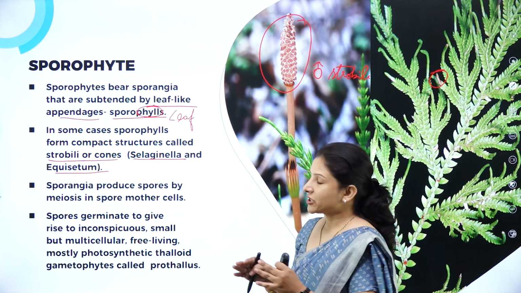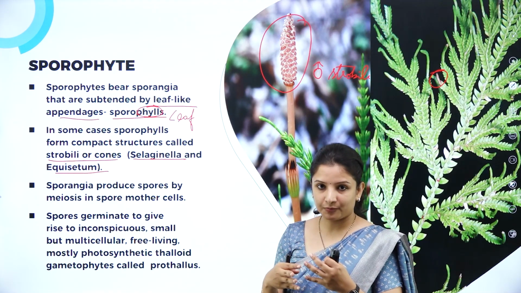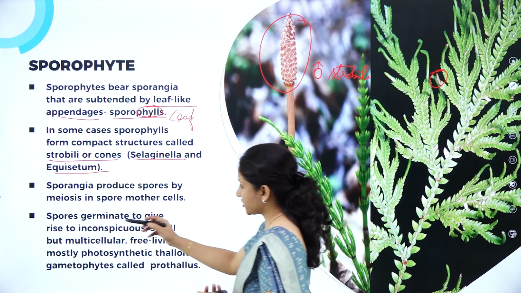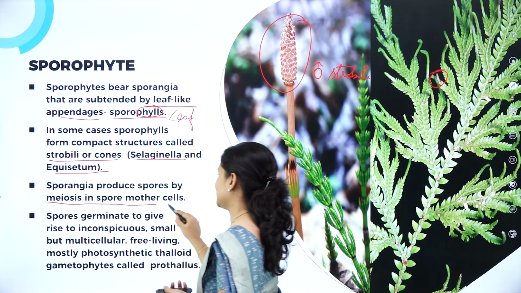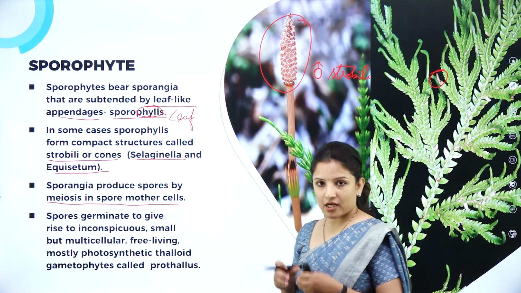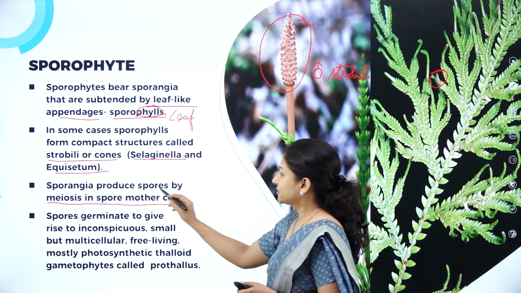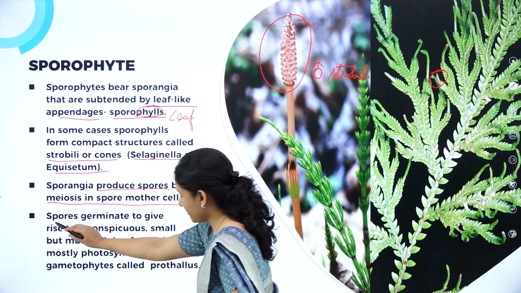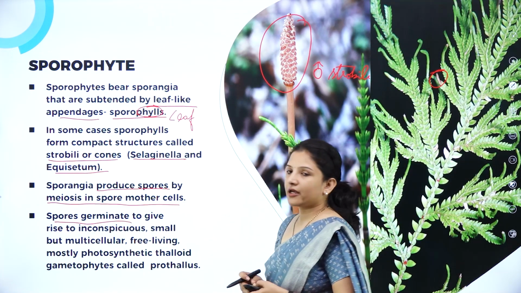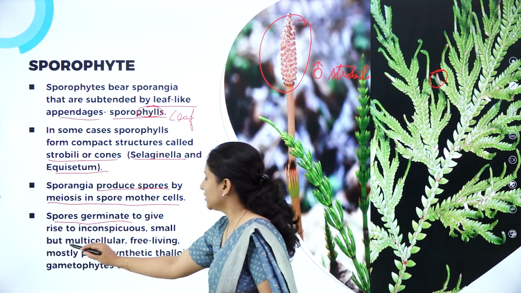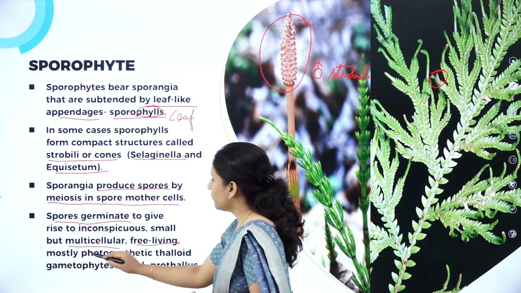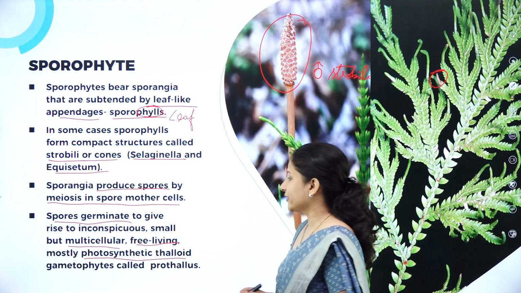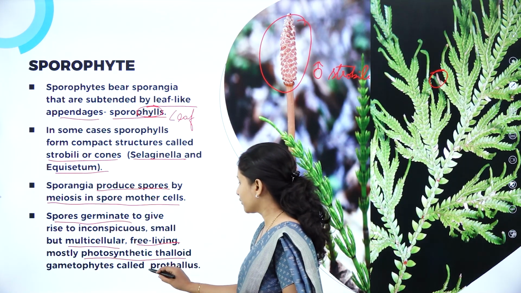And in the sporangia, some of the cells, the spore mother cells, will undergo reduction division, and they will start to produce the spores. Now these spores will directly germinate and give rise to a small, multicellular, free-living, mostly photosynthetic thalloid gametophyte, which is called the prothallus.